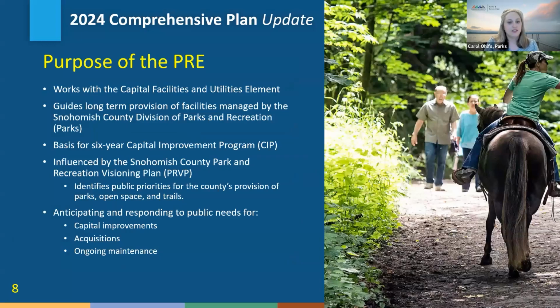There are some specific GMA requirements that must be incorporated into the PRE. This element must work in conjunction with the capital facilities and utilities element and sets the basis for the county's capital improvement plan and 6-year budgets as it relates to parks. The update is centered on public engagement so that the Parks Division can anticipate and respond to the needs of the capital improvements, acquisitions, and ongoing maintenance that are determined as being needed.